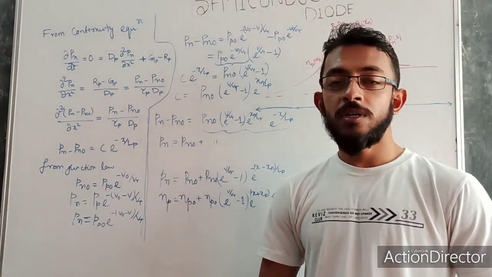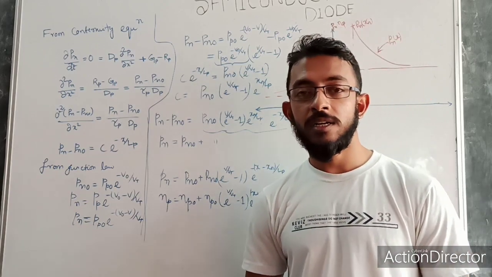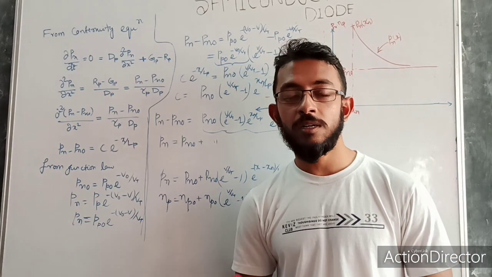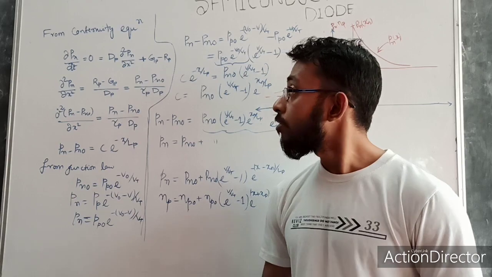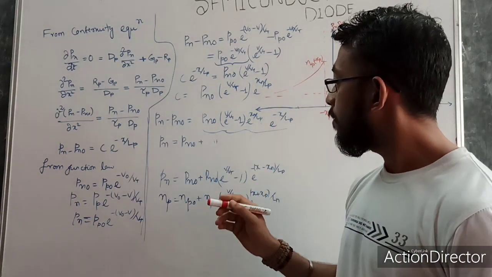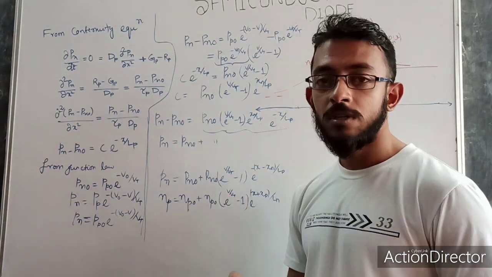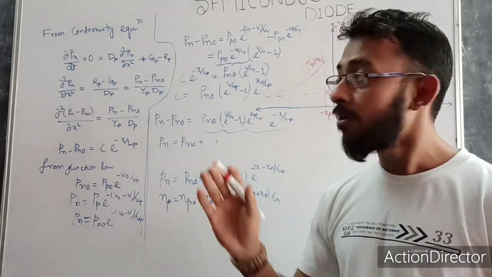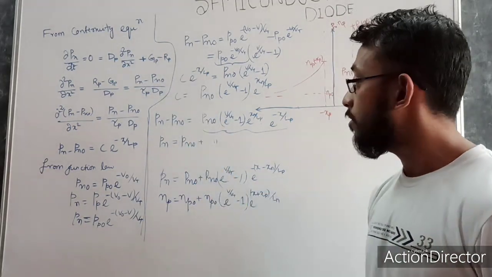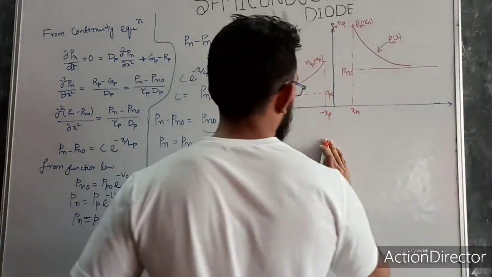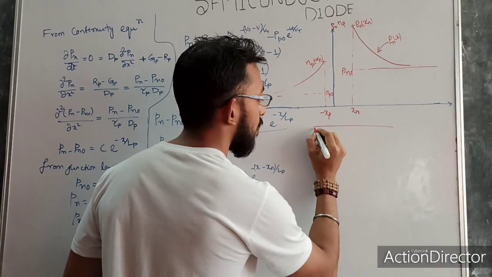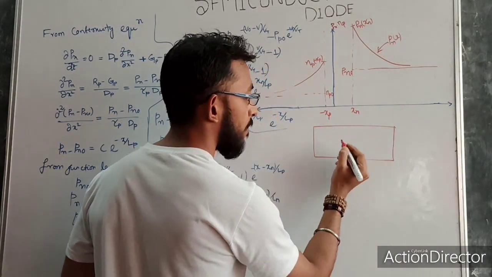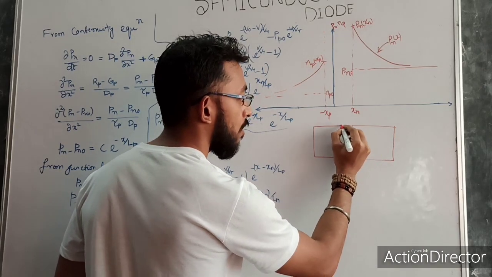Now we are going to derive the relationship between voltage and current for this PN junction diode. This is a lengthy derivation, but before going into it, let me tell you how this came into the picture. We know that for the normal equilibrium case, this is my PN junction diode, and this is my junction.